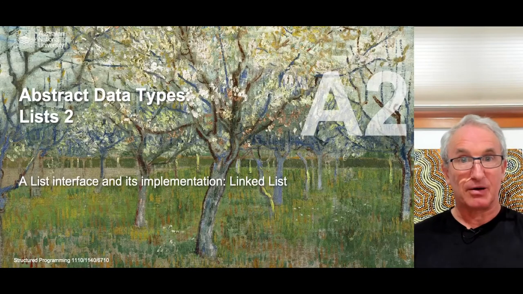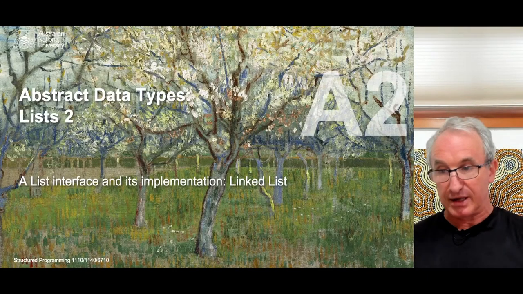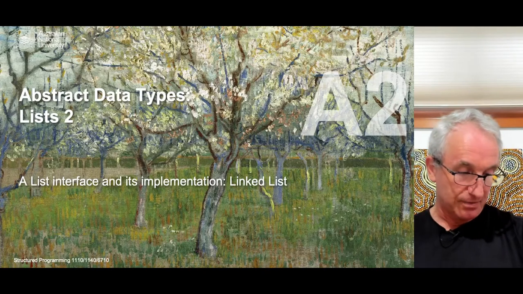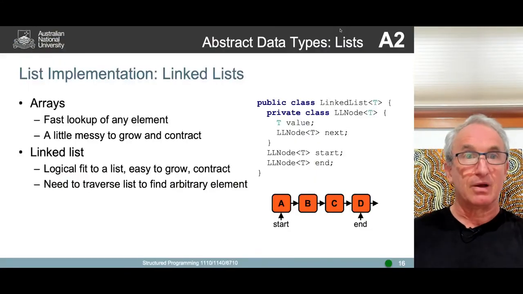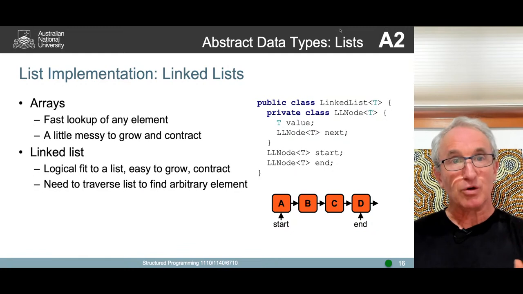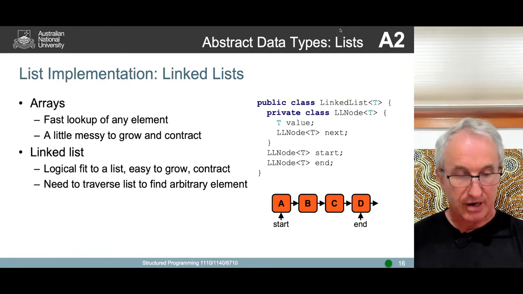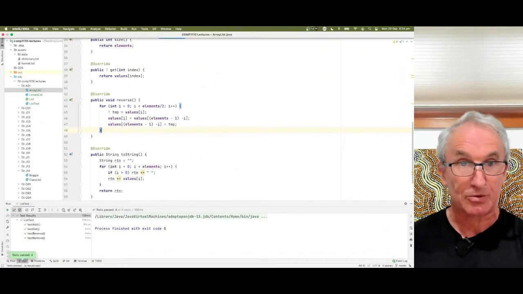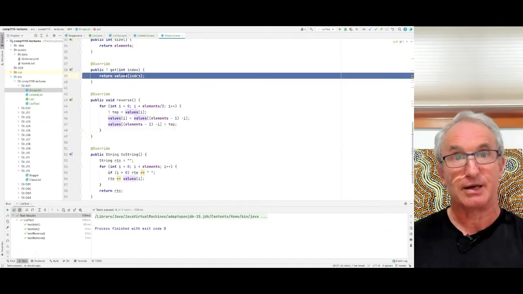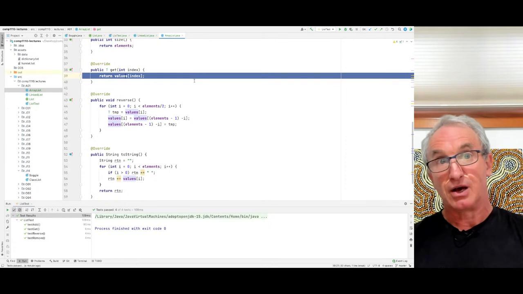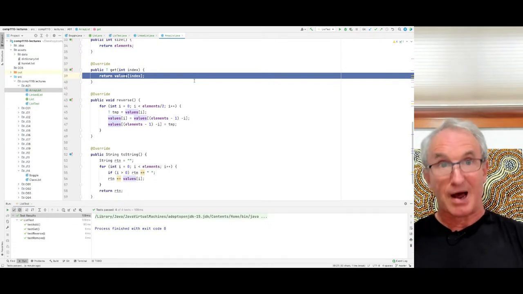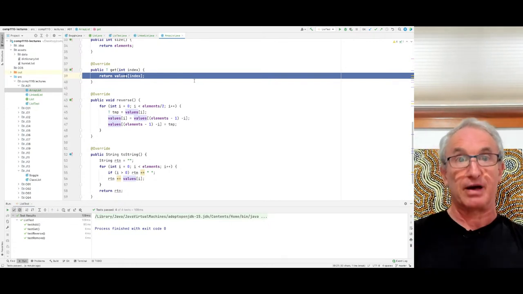We're on to the next part, which is implementing things in terms of a linked list. All right, so we talked before about the advantages of arrays, fast lookup of any element. Let's quickly look at that code again so you can see what I'm talking about. Look, that's how you do get in an array list, right? You simply grab the element out of the values array.